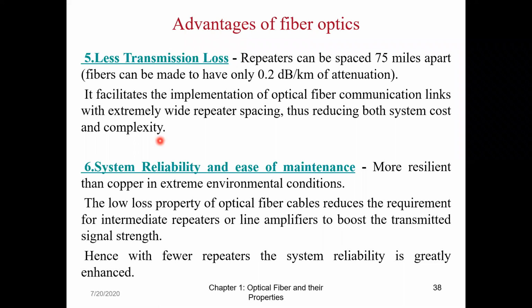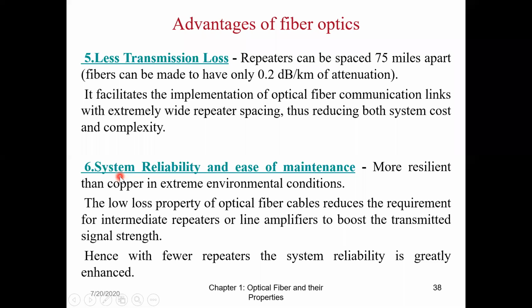Microwave also was considered as a system with wider repeater spacing, but that was in comparison with a coaxial cable. But if I compare your fiber optics with microwave, fiber optics has still wider repeater spacing. So right now, this is given in terms of miles. In some of the books or some of the answers, you might see that it is also given in terms of kilometers. Okay, so it has less transmission loss. Please remember this figure, 0.2 dB per kilometer of attenuation. That is the current standard of loss in case of fiber optics.